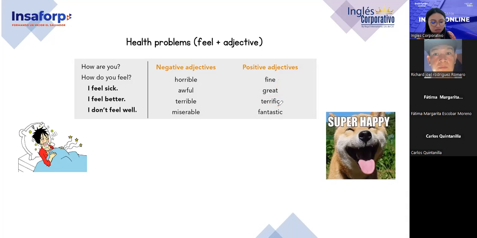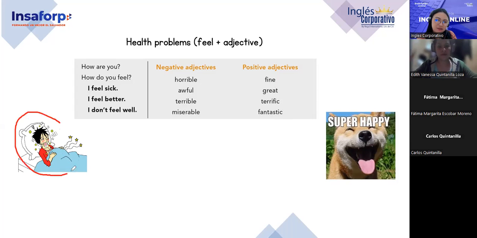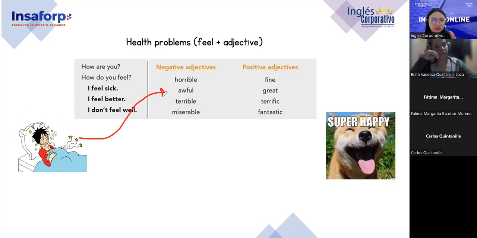So, what is terrific, class? I feel terrific. It's fantastic. It's like fantastic. It's very similar. I feel terrific today. Really happy, very positive. I feel fantastic. Everything is wonderful. So you see, I have two pictures. What is the adjective for this picture? Ocupen uno de estos, one of these adjectives. How is he feeling right now?